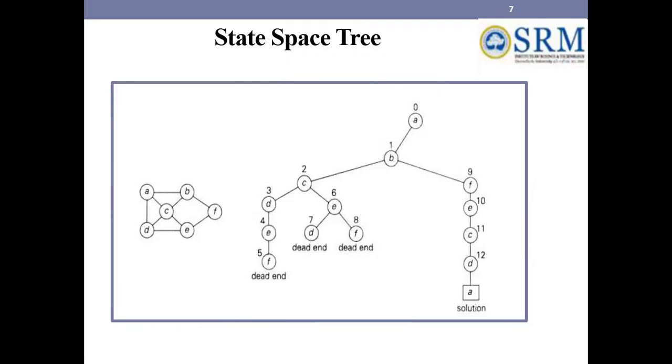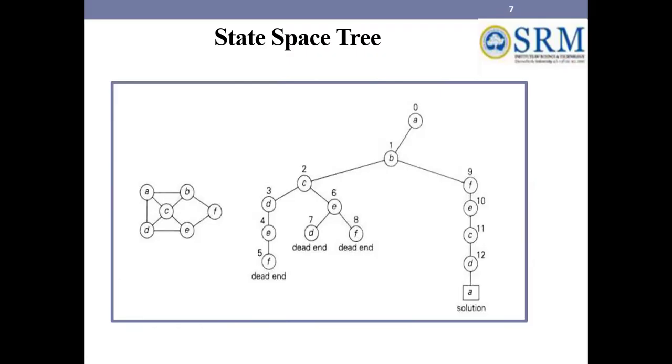Then go for the next option, that is node number 9. What are the nodes for B, C and F? C is completed. Now we are going to node F. From F, what are the adjacent nodes for F? B and E. B is already visited. Add only the unvisited node E, node number 10, to the node F. Then from E, what are the adjacent nodes for E? C, D, F. So C is unvisited, so we can add C.